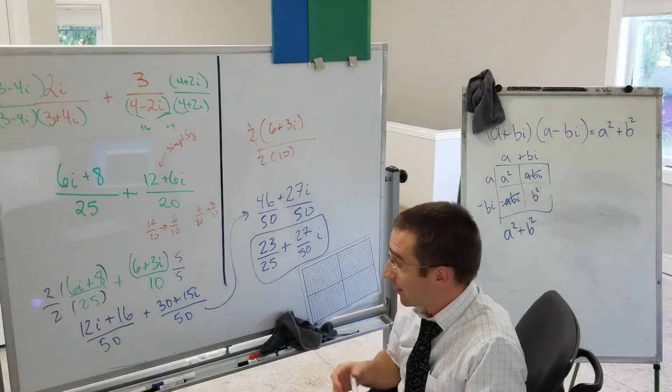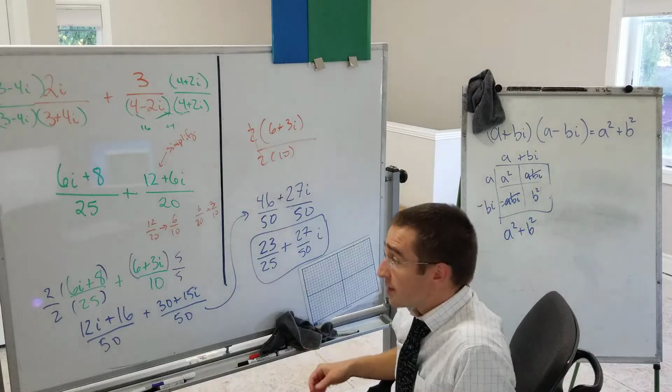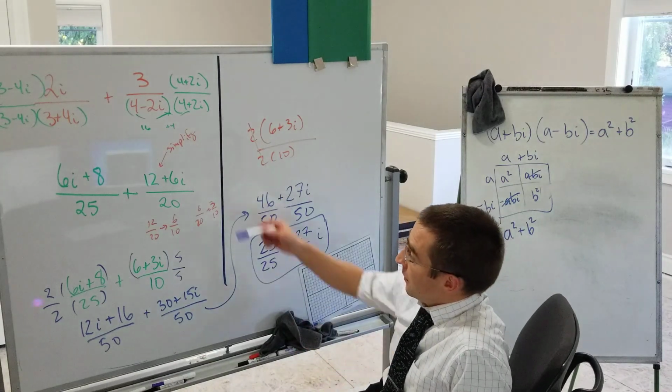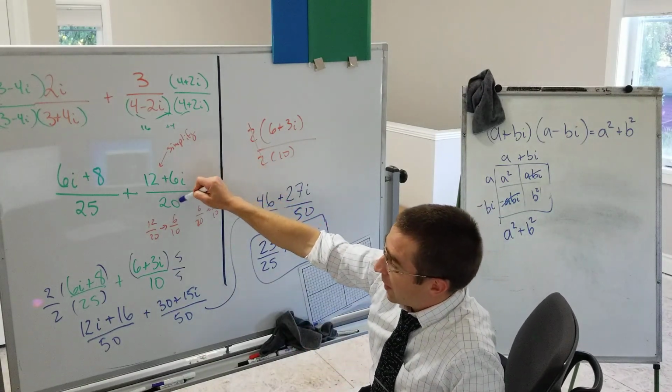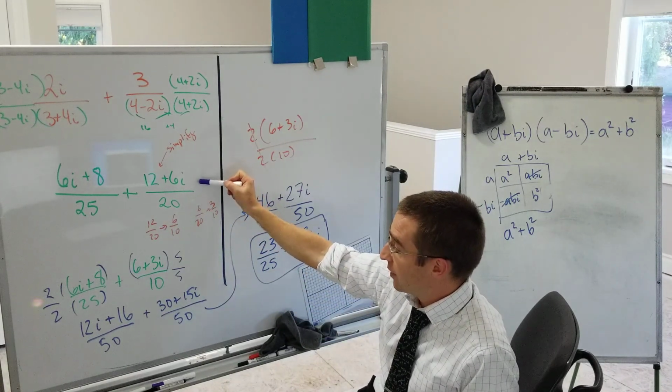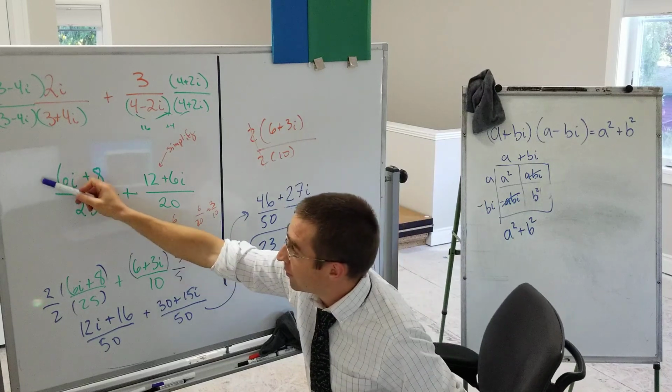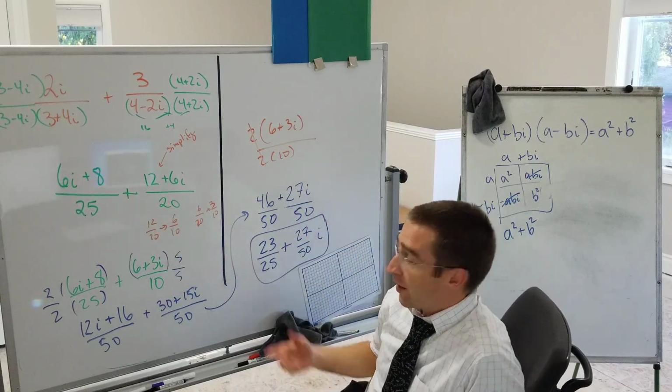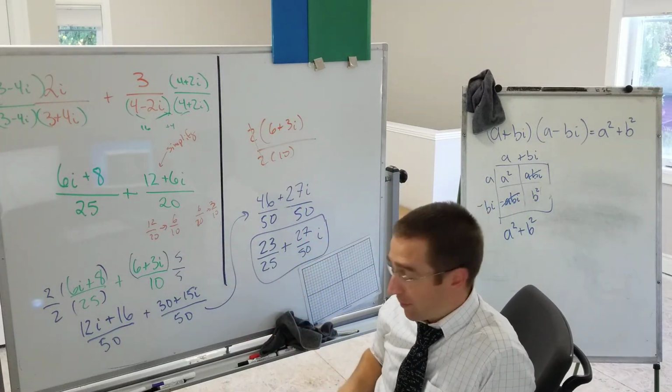And that's that. You could have just as easily made a common denominator of 100 on this step. So multiply this by 5 over 5. Multiply this by 4 over 4. And it would have worked just as well. It would have worked just fine.